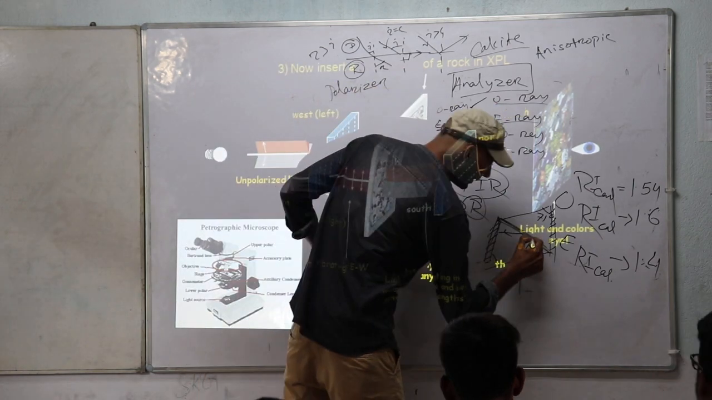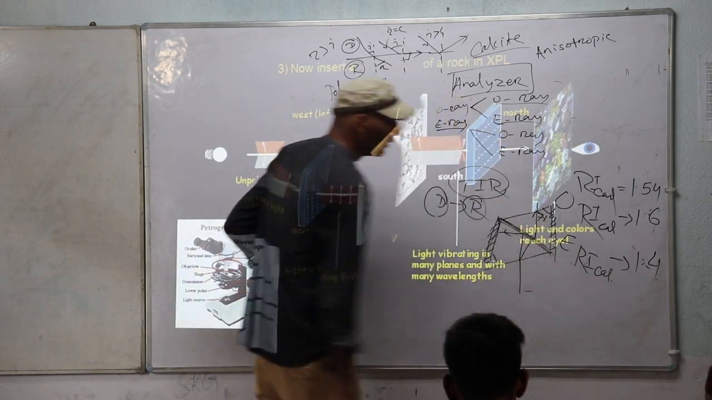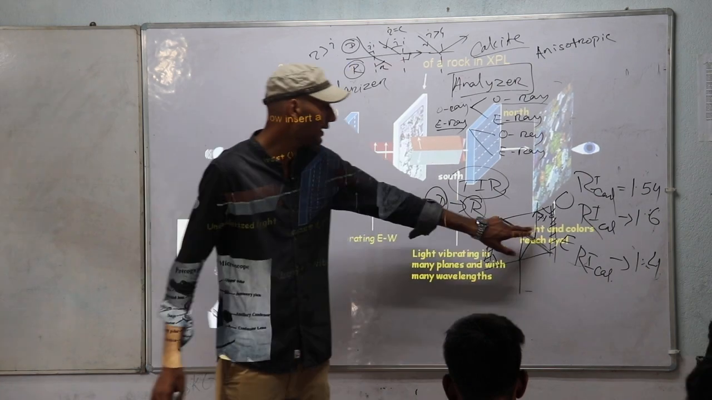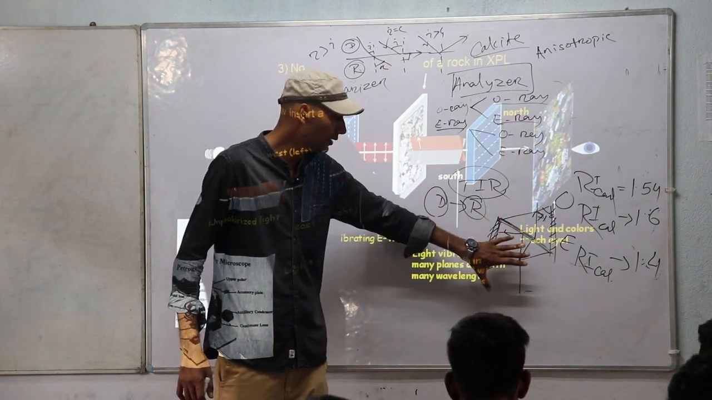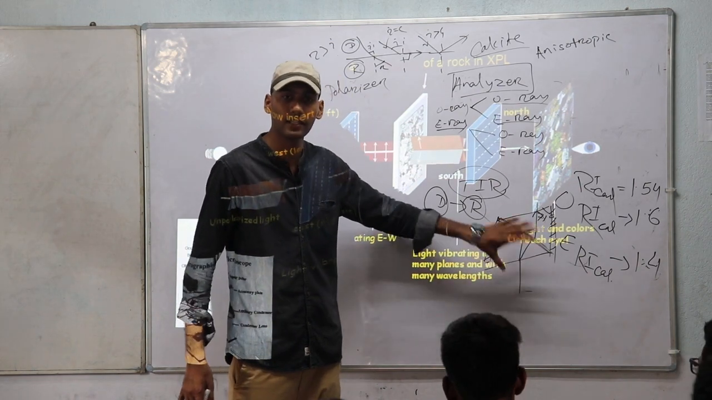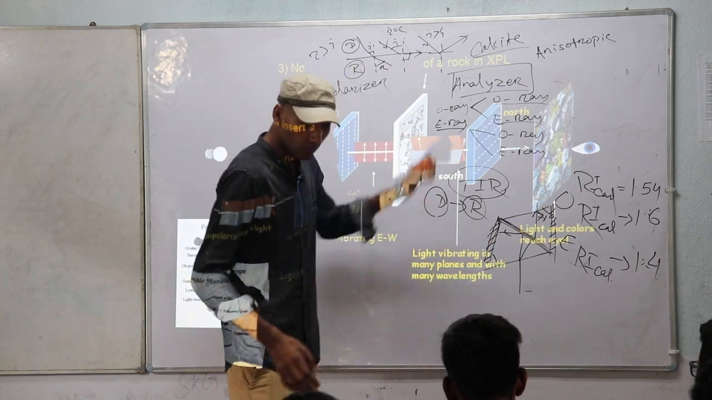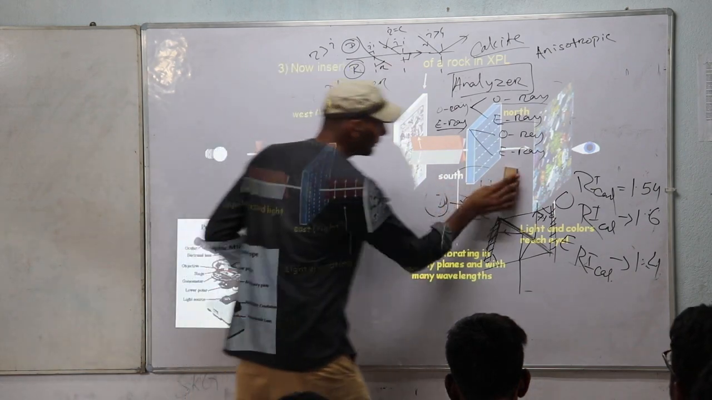Only the extraordinary ray can pass through the calcite and come out of the calcite. So this is the mechanism of polarization in the case of the Nicol prism. So let's come to our topic.